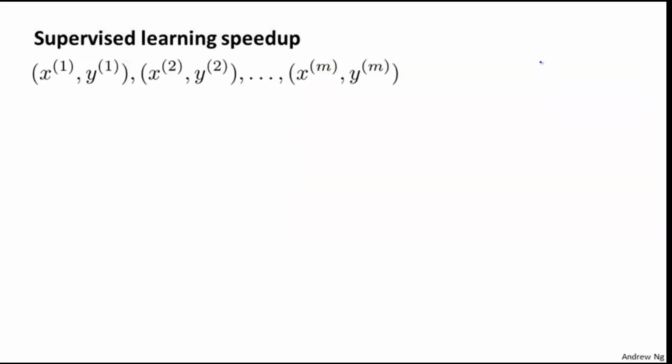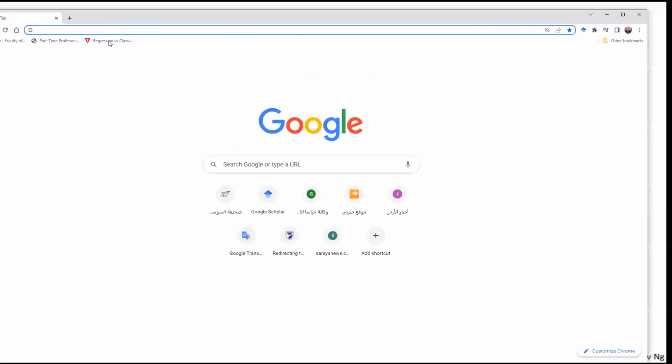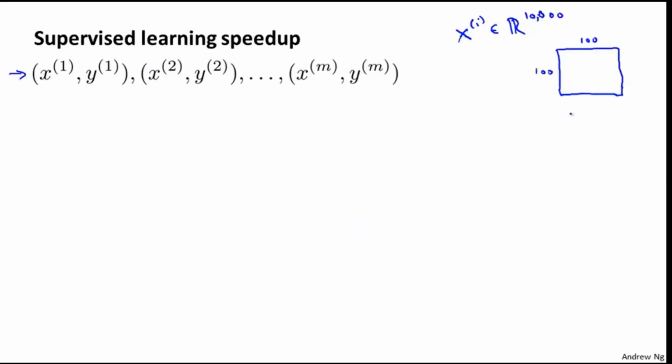Let's say you have a supervised learning problem. Notice this is a supervised learning problem with inputs X and labels Y. And let's say that your examples Xi are very high dimensional, 10,000 dimensional feature vectors. One example of that would be a computer vision problem where you have 100 by 100 images. That's 10,000 pixels, and so if Xi are feature vectors that contain your 10,000 pixel intensity values, then you have 10,000 dimensional feature vectors.